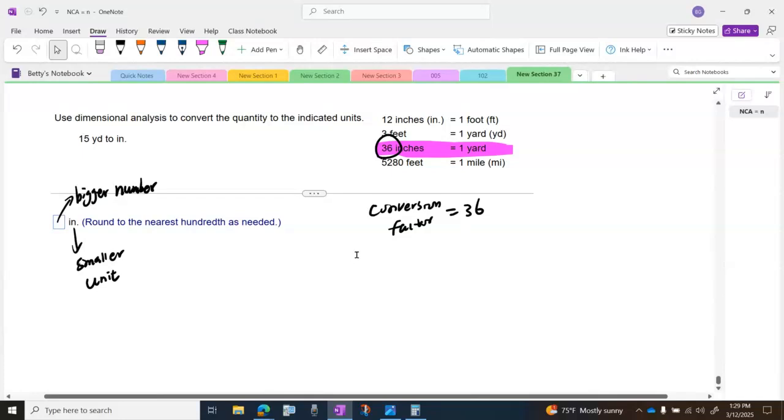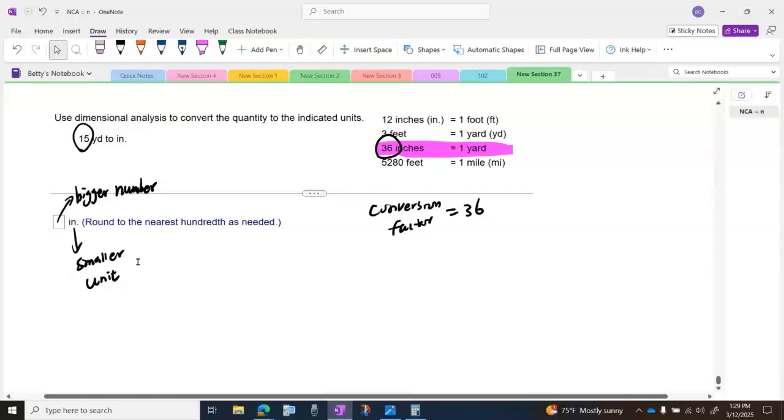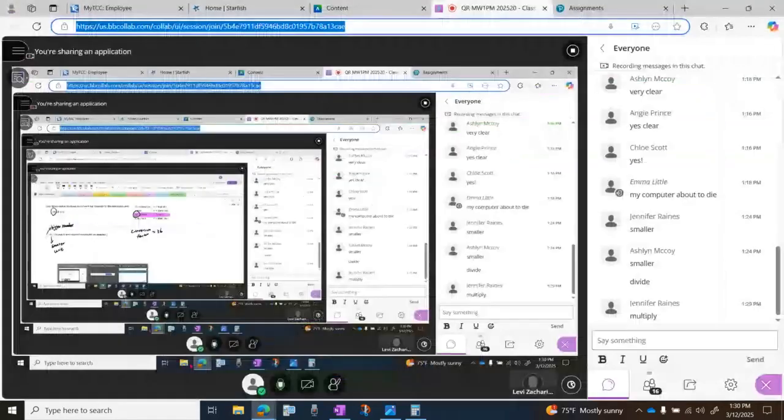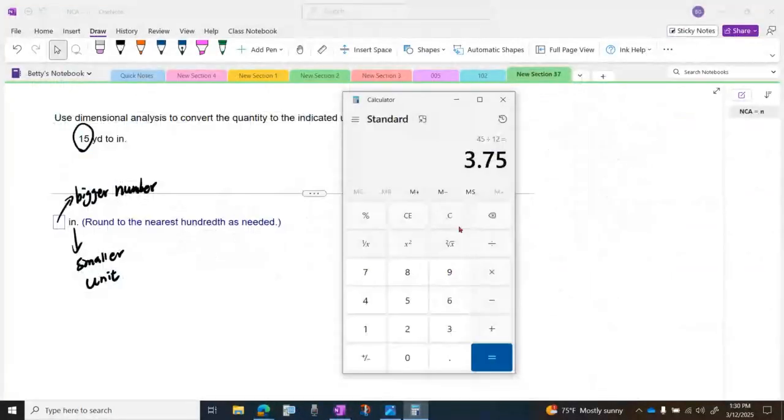So how do we use 36 to get a bigger number, starting from 15? If you divide 15 by 36, would that give you a bigger number? Or should we multiply 15 by 36 to get a bigger number? Yes, exactly. Thank you, Jennifer. I appreciate that you are paying attention.